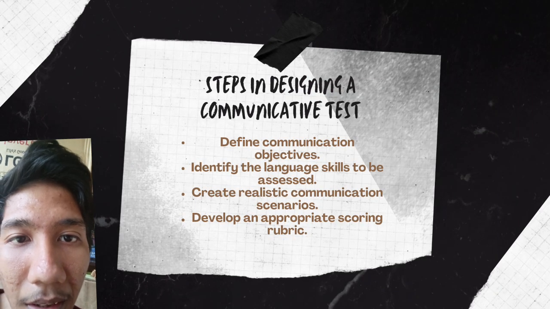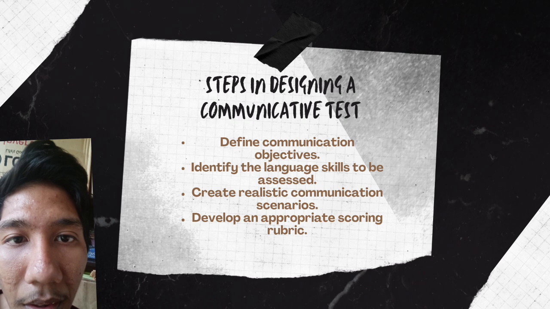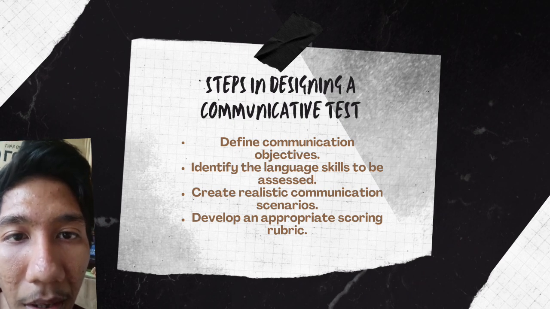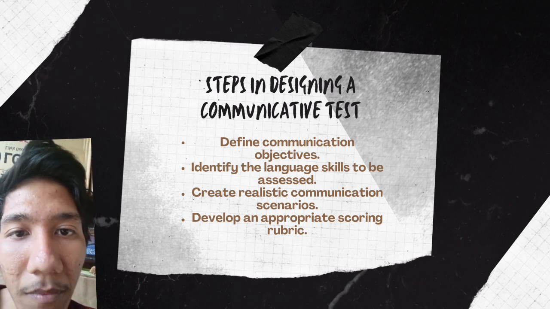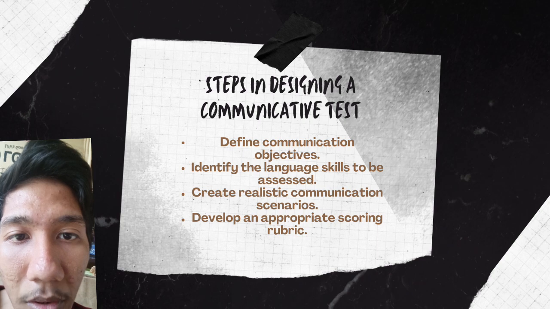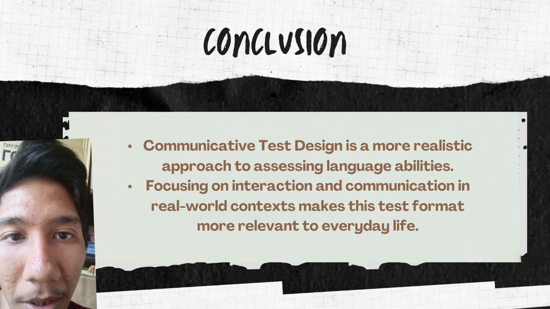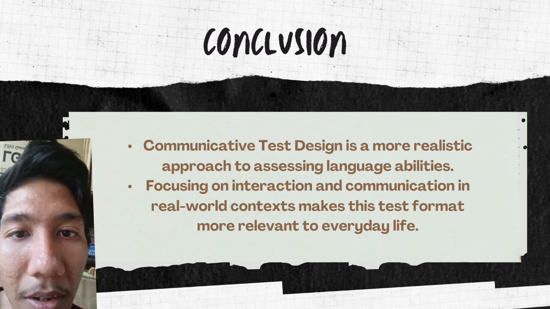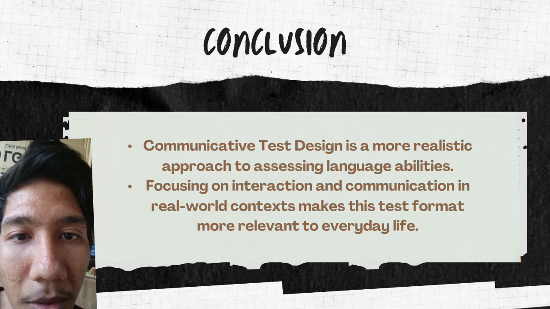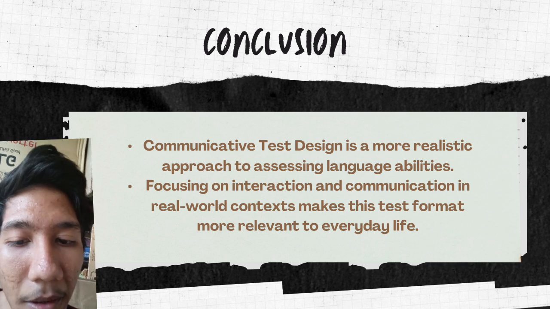Steps in designing a communicative test. Define communication objectives: identify the language skill to be assessed. Create realistic communication scenarios. Develop an appropriate scoring rubric. Conclusion: communicative test design is a more realistic approach to assessing language abilities, focusing on interaction and communication. Real-world context makes this format more relevant to everyday life.